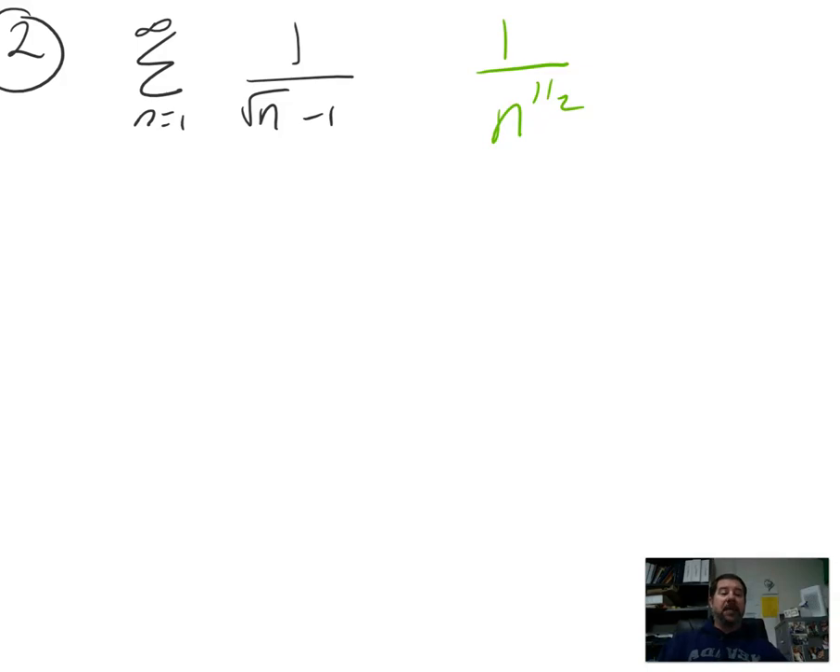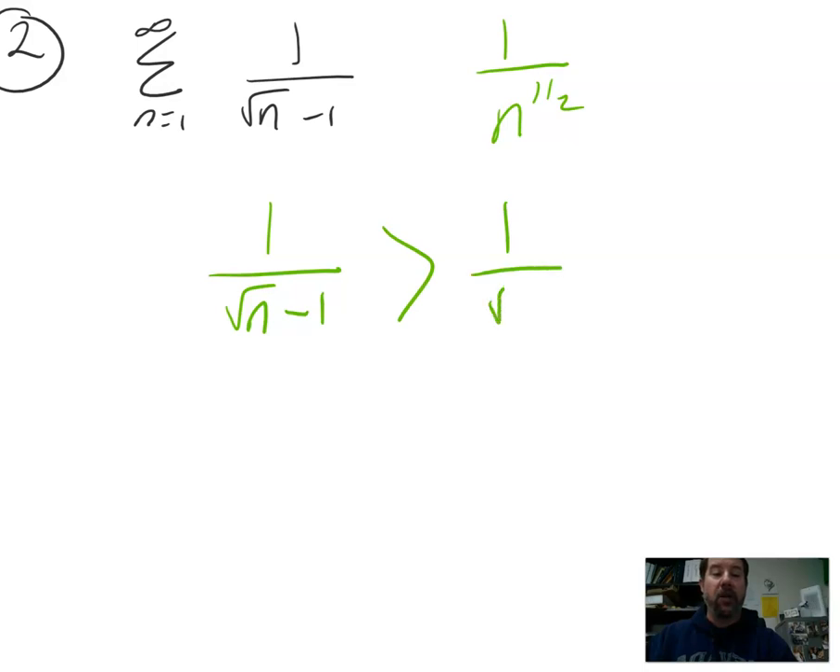So again, this is a p-series, and I know that this one's going to diverge. I now just need to look at: is 1 over the square root of n minus 1 going to be greater than 1 over the square root of n, or n to the 1/2? And yes, it will be. If I subtract a number from this, that's going to make the bottom smaller, and if I divide by a smaller number, that actually makes the number bigger. So yes, this is smaller than that.